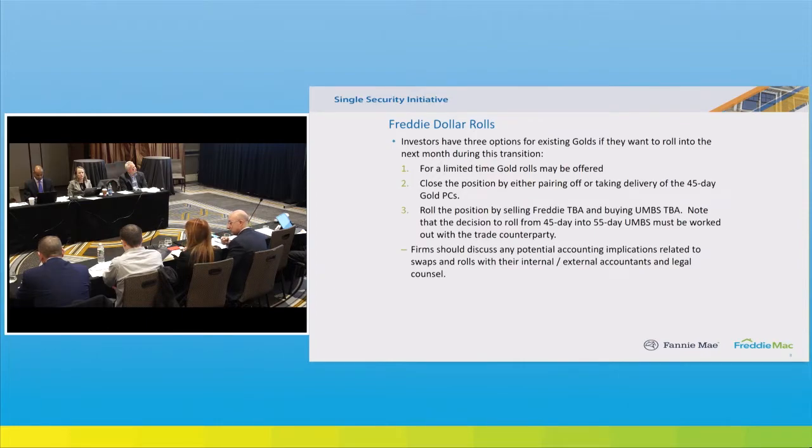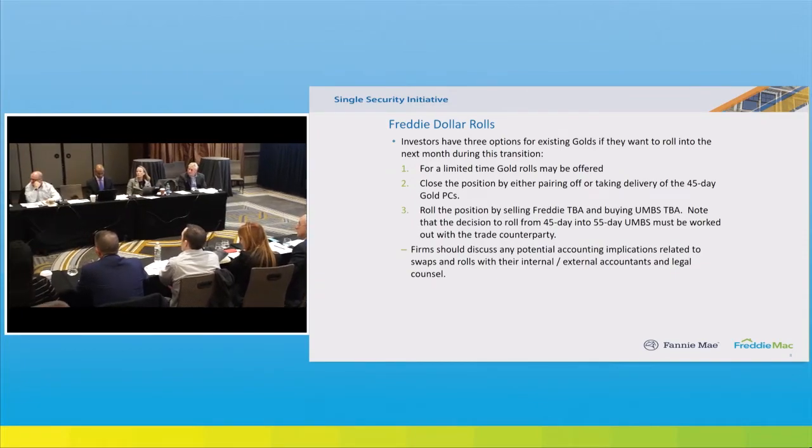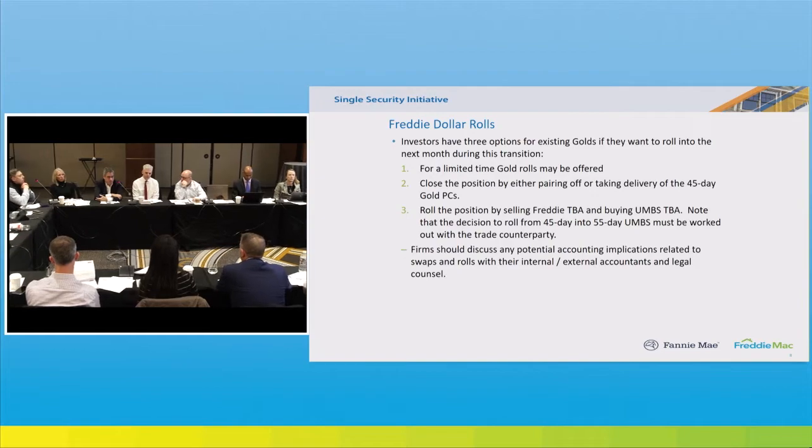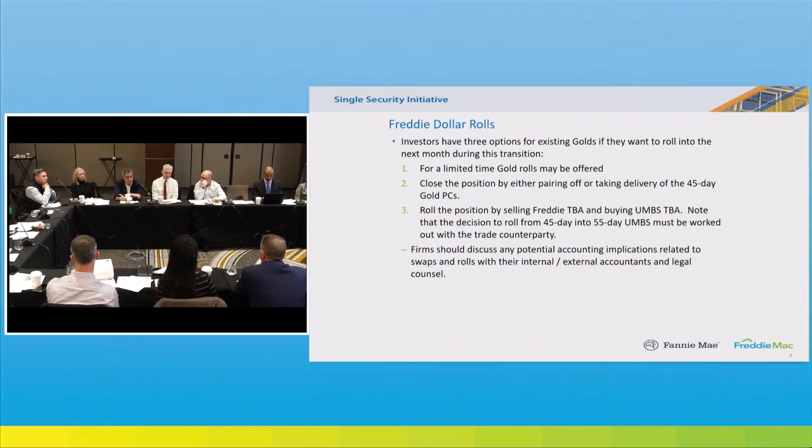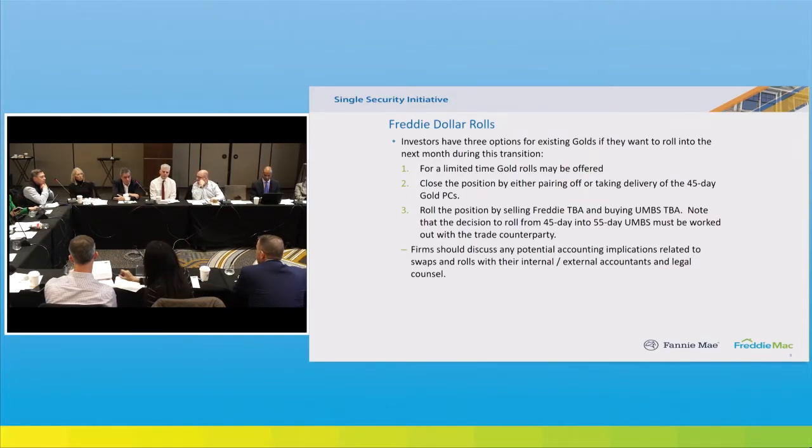I think the term was introduced maybe by Brian about roll swap or swap roll. So are you thinking in that same dimension, or maybe take it from there, guys? Yeah, I agree. What we're going to see is not a traditional roll, but more of a swap with a back month drop. It could be 1 month, it could be 2 months, but in the end, what we're going to see is closing out of Freddie Gold positions on a TBA basis. And for June going forward, you're only going to see the UMBS.